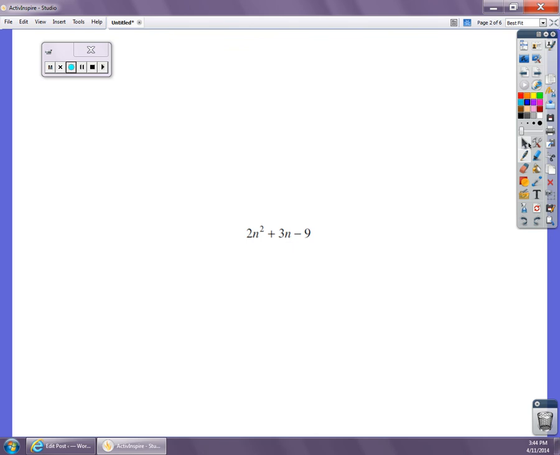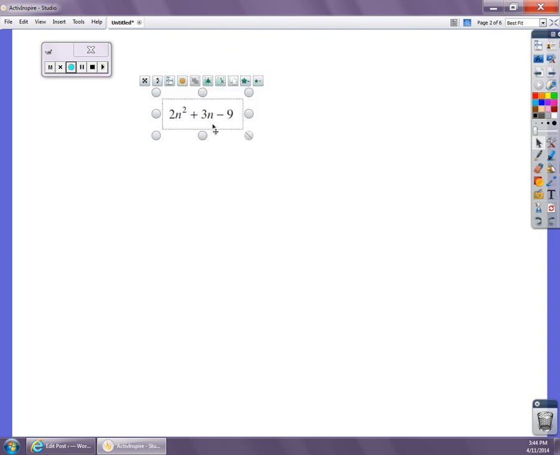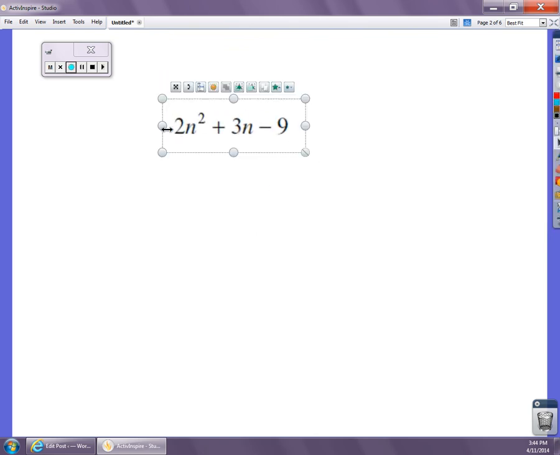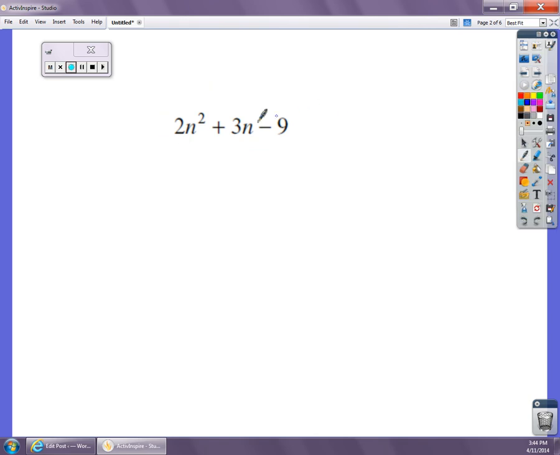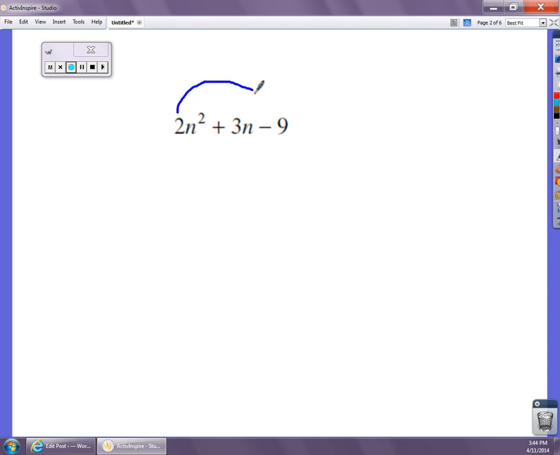Okay. Here is a trinomial. It's written in standard form, and I noticed that the number in front of the n squared is not a 1, so we have to go through these steps again. So first we're going to multiply a times c, and you get negative 18. So we're looking for the things that multiply to negative 18, but that add to a positive 3. And that would be positive 6 and negative 3.